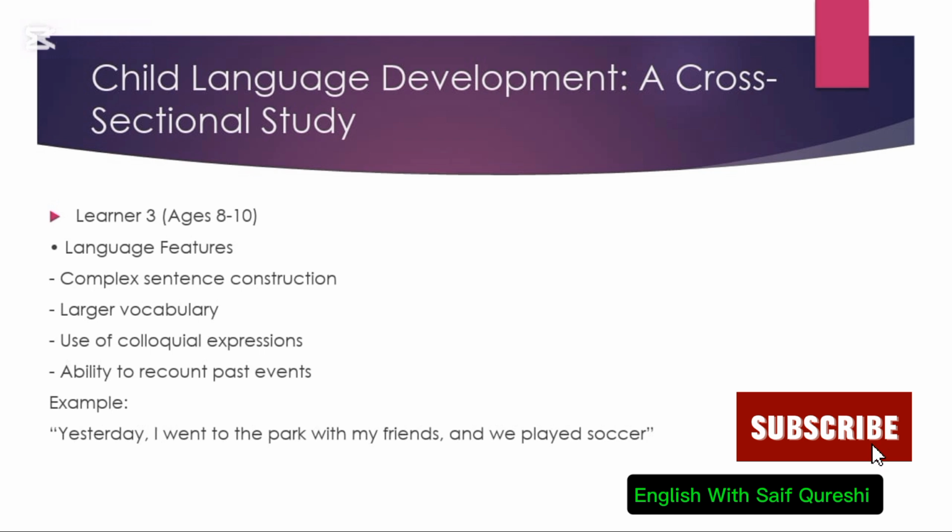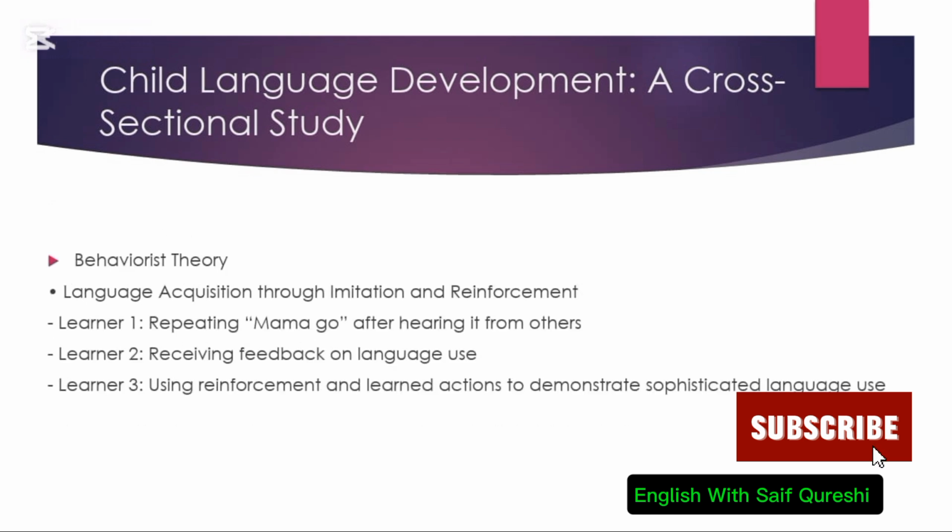Next, there are some theories that belong to the learning process of children. In this regard, the first theory is behaviorist theory, language acquisition through imitation and reinforcement. So, what does it mean? It means that this theory says kids learn language by imitating what they hear. What they hear, they imitate, they copy it.